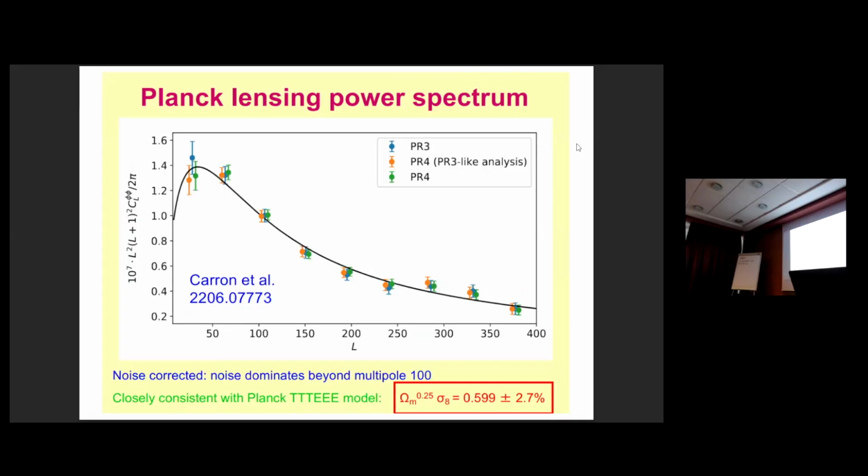Okay, so here's basically the power spectrum of that map, with a suitable multipole-dependent weight.